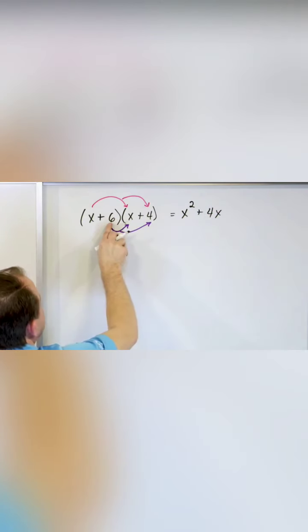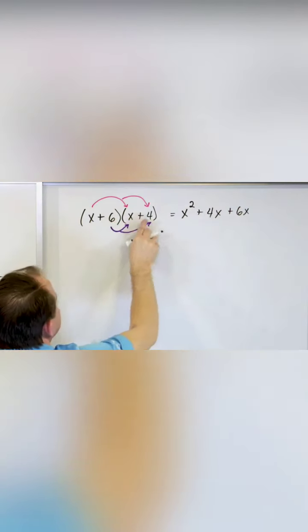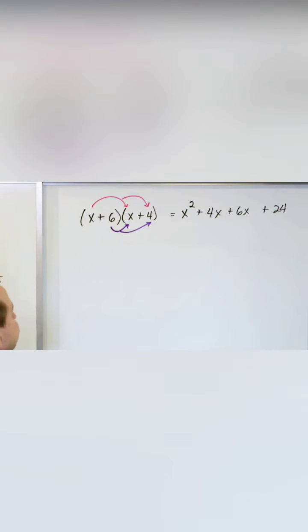Then we have the 6, the second term, times x, which will give you 6x. And then the 6 times 4 is 24. Let me just double check I didn't make any silly mistakes so far. All right, notice what we've done.